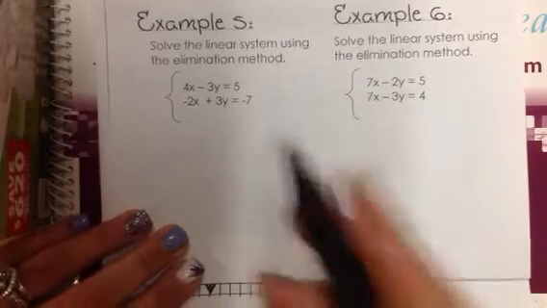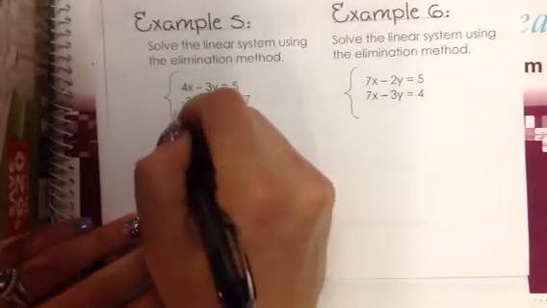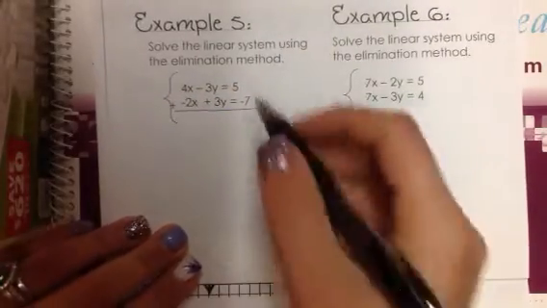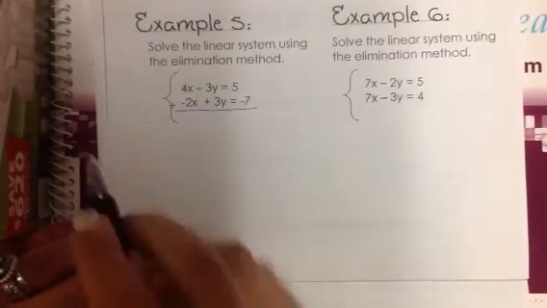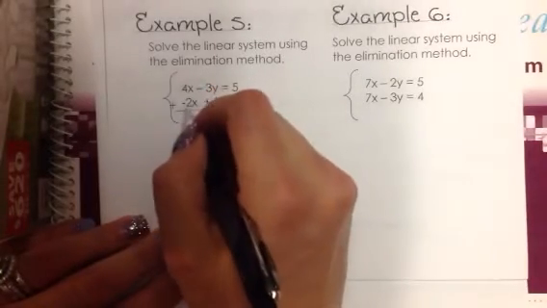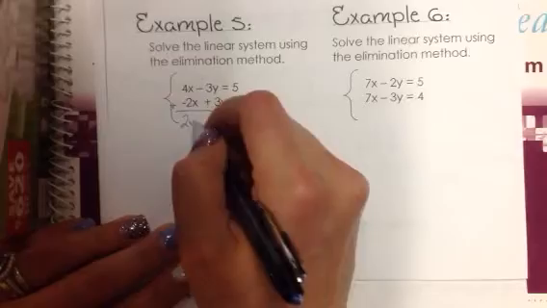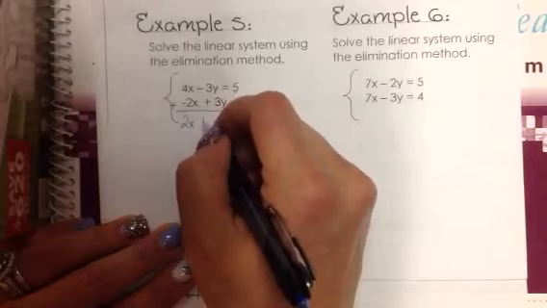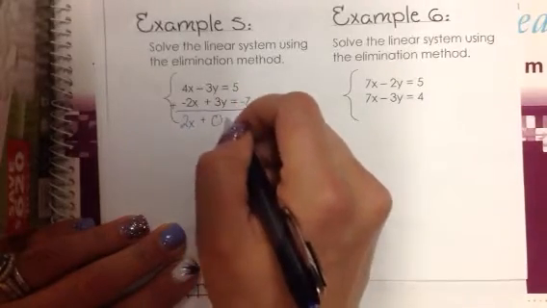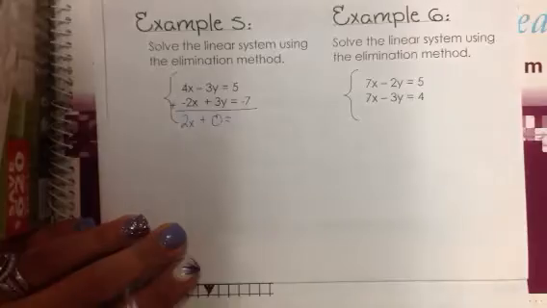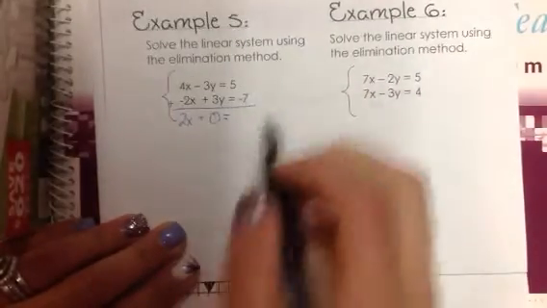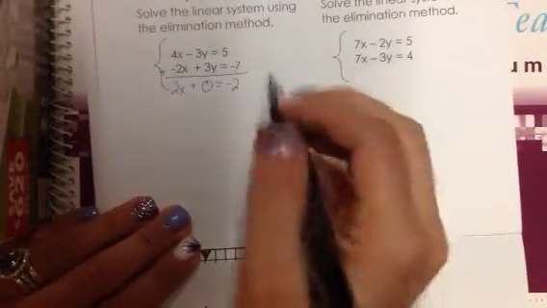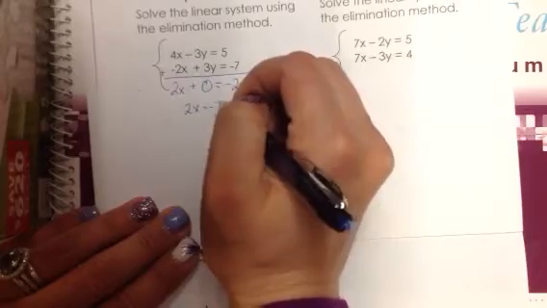So the main part of this process is that we are adding these two equations together, and our goal is to eliminate a variable in the process. If I were to add these two together, 4x minus 2x is 2x. Negative 3y plus 3y is 0. So we've just eliminated the y variable. And then 5 minus 7 is negative 2. So we are then left with 2x equals negative 2.